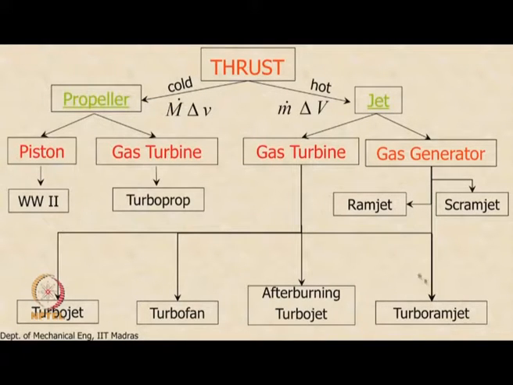So, they do not need a compressor, consequently they do not need a turbine also. So, they do not have any moving parts. The turbo ramjet is actually a derivative between the gas turbine and the ramjet engine. This is also widely used in military applications, and we will look at this concept also as we go along.